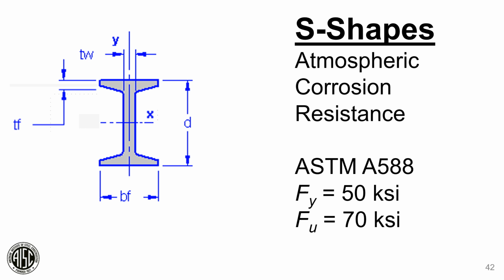Atmospheric corrosion resistance is again A588 material. This is very common for atmospheric corrosion resistant material, ASTM A588. Not any difference than what we looked at for wide flanges.